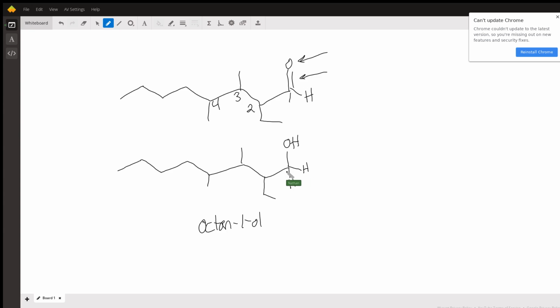Since counting didn't change, it's still here as 1. The other groups will also be at 2, 3, and 4. So 2-ethyl, 3,4-dimethyl, octane 1 all. Hope that's helpful.